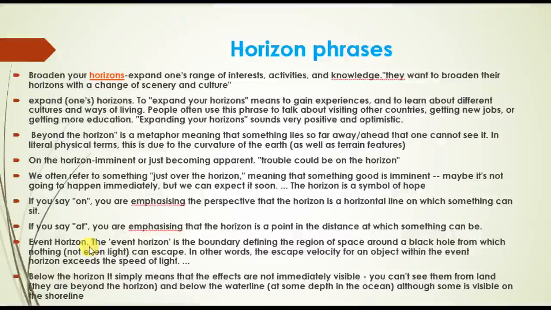Okay, event horizon. The event horizon is the boundary defining the region of space around a black hole from which nothing, not even light, can escape. In other words, the escape velocity for an object within the event horizon exceeds the speed of light. The last phrase is below the horizon. It simply means that the effects are not immediately visible. You can see them from land there beyond the horizon and below the water line, some depth in the ocean, although some is visible on the shoreline.